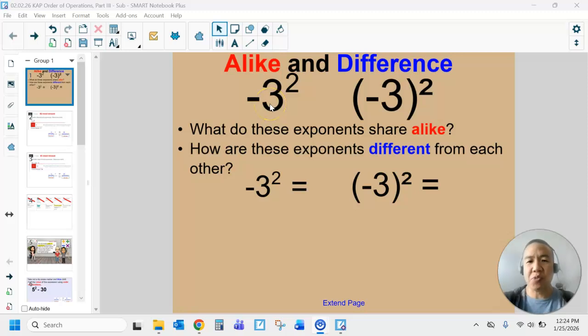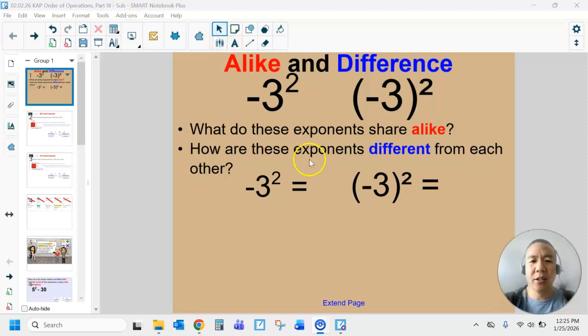The first exponent says -3 squared, or -3 to the power of 2. The second one says parentheses -3 squared, or parentheses -3 to the exponent of 2. Please pause the video and write what makes them alike and how they are different. Welcome back. Let's begin now.